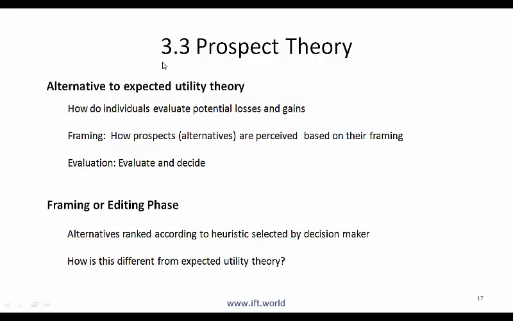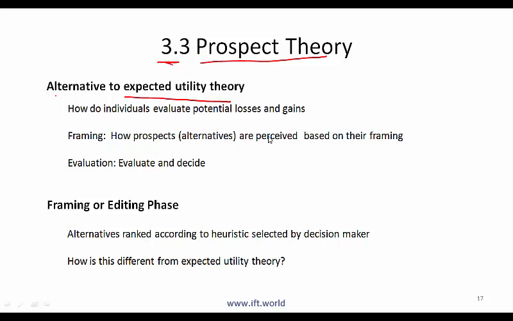Moving on to section 3.3, which is prospect theory, and I think this is perhaps one of the most important theories in this reading. Prospect theory is a behavioral finance theory which is an alternative to the expected utility theory. So what does expected utility theory say? That's the theory that you are familiar with, that people try to maximize their expected utility.